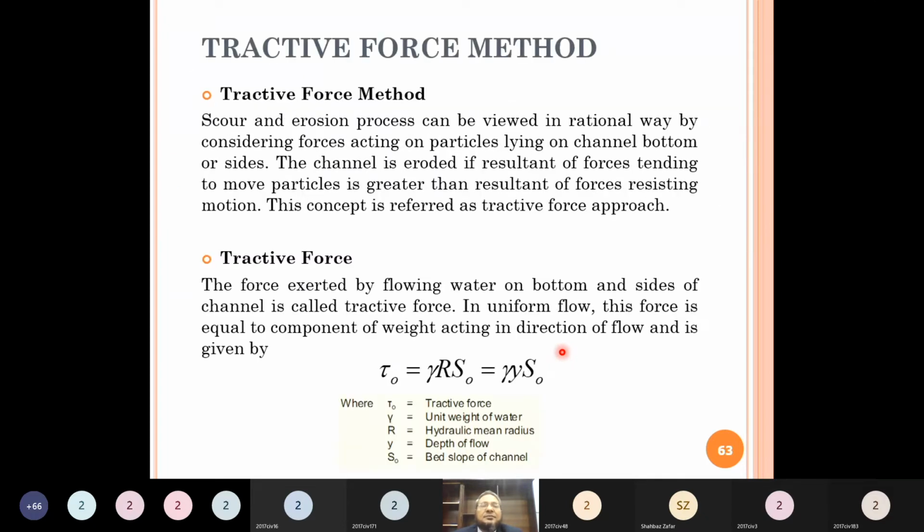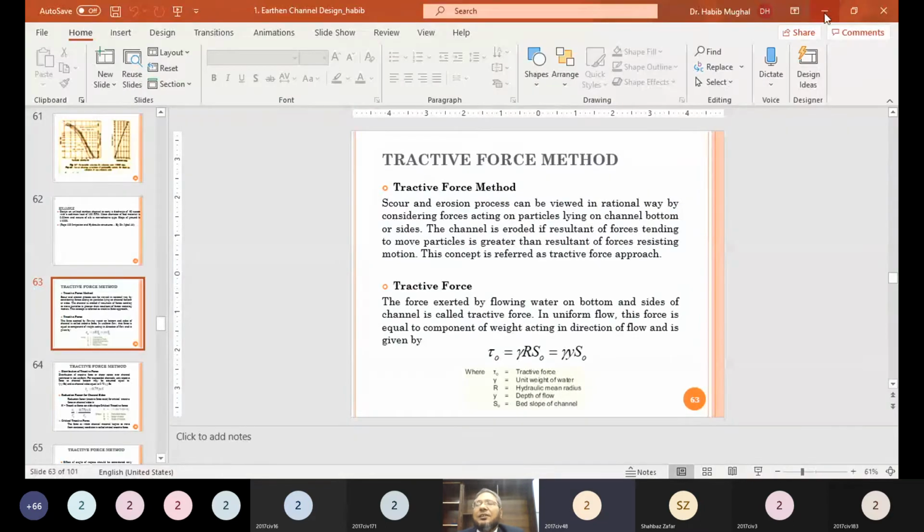And now we have to discuss the tractive force method. Shall we take a rest? A 10-minute rest? Yes, sir. Why not? Okay. Just have a 10-minute rest and then we will continue.